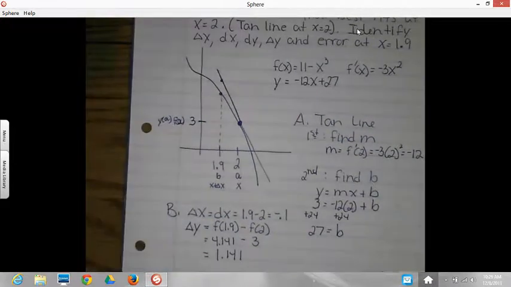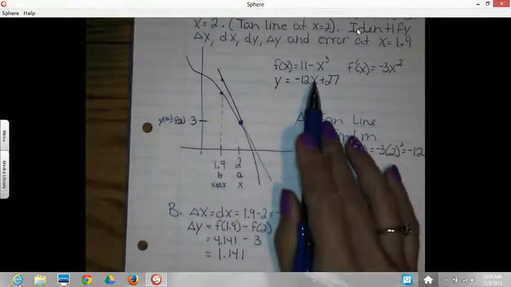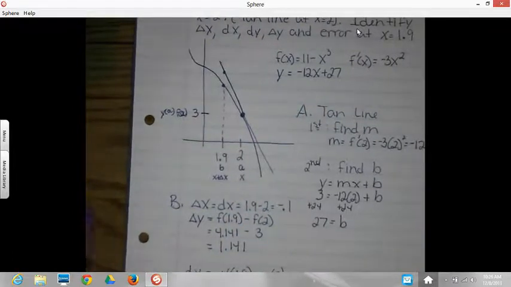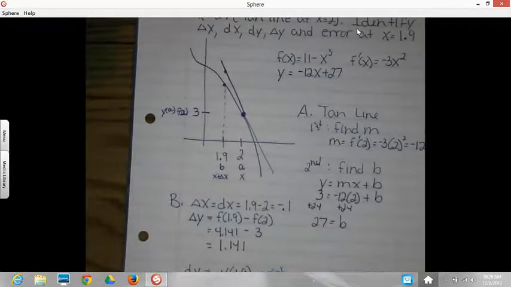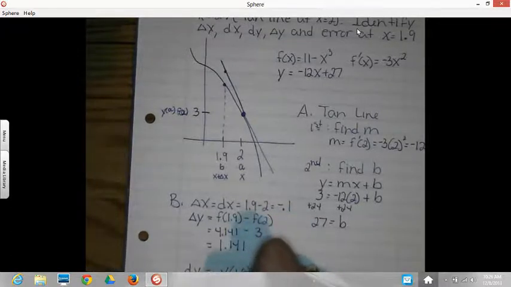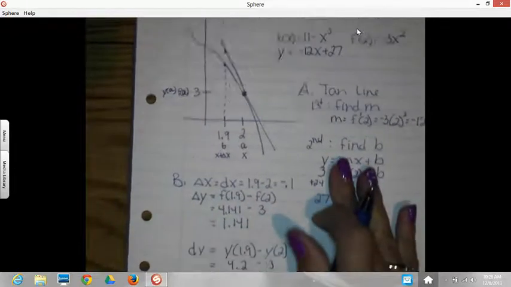So plugging 1.9 into the y equation. So doing that, well, we know the y of 2 is a 3 still. So negative 12 times the 1.9 plus 27. I got 4.2 minus 3 is 1.2.